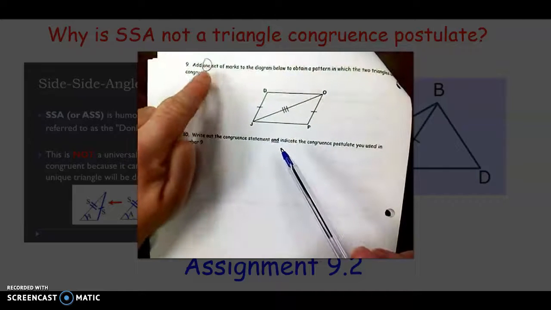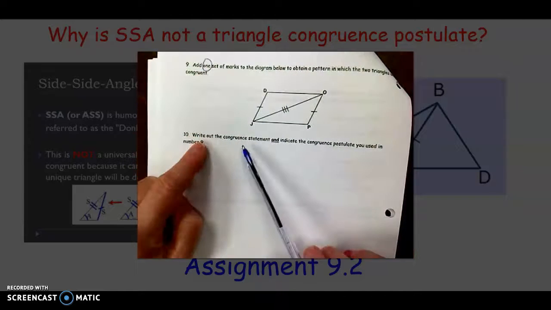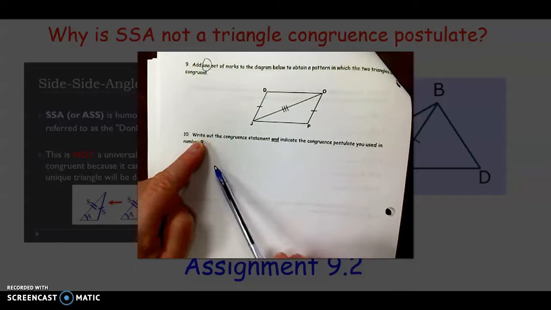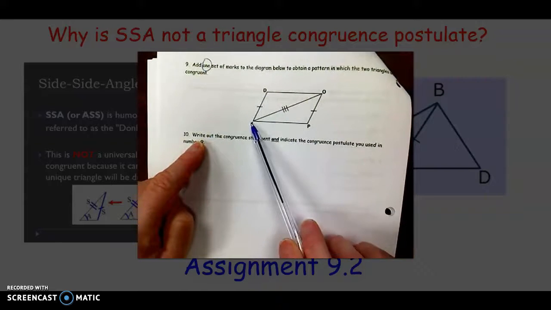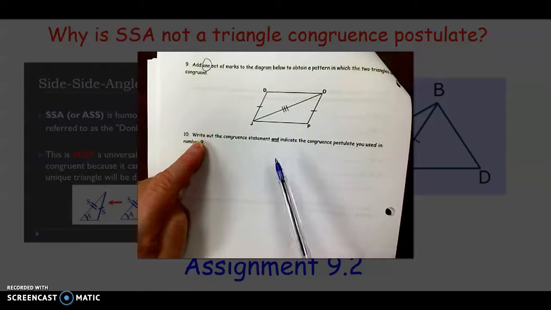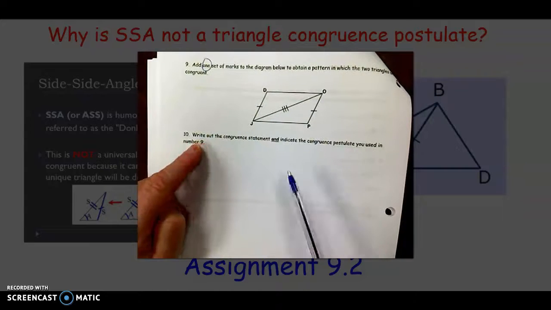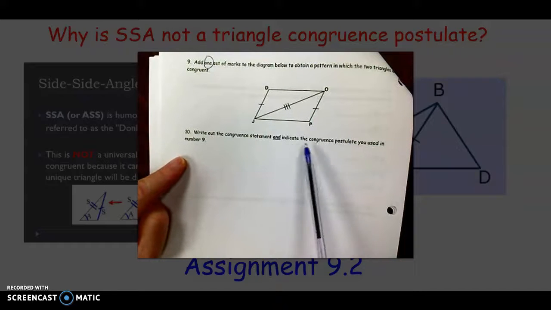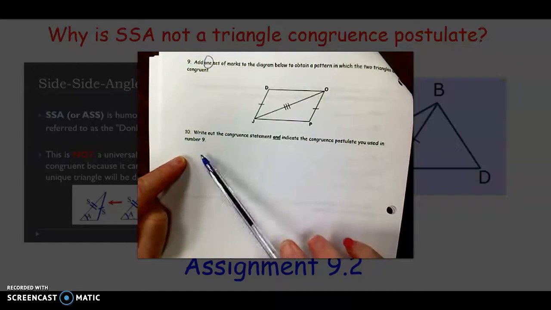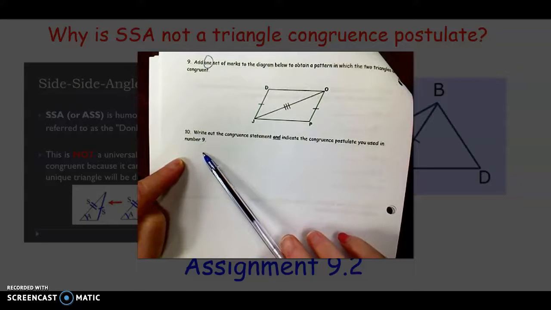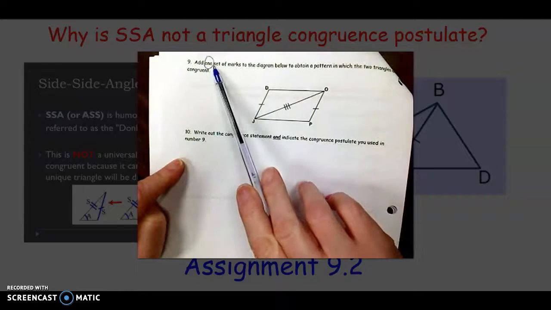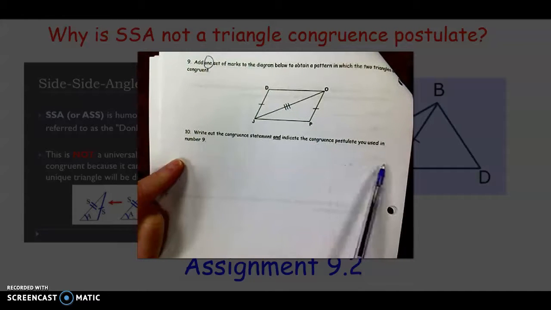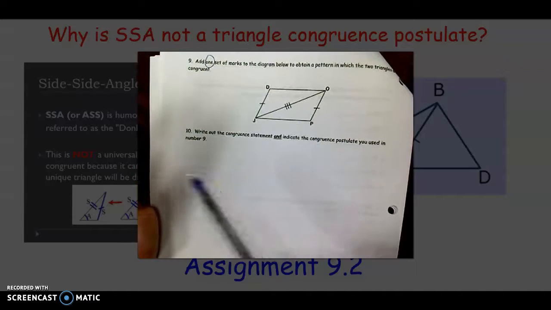So once you add that 1 set of marks, you're going to write out your congruent statement. So you're going to say triangle DOJ is congruent to triangle what? And remember, those corresponding parts have to be in the right order. You're also going to have to tell which postulate you used. Okay, it might be different than your neighbors. It depends on what set of marks you added as to what postulate you're using. And your choices are those 4 that we learned today.